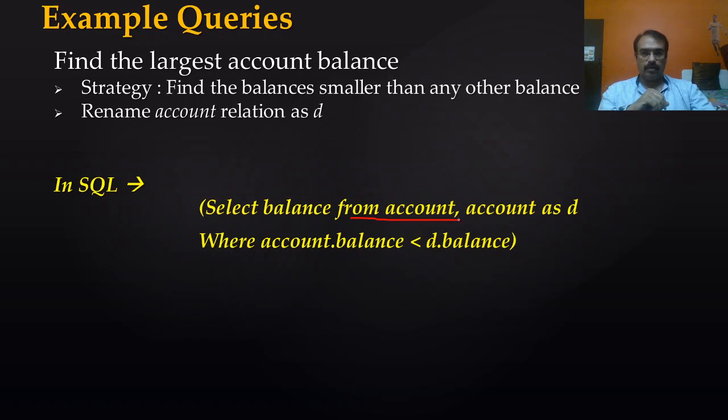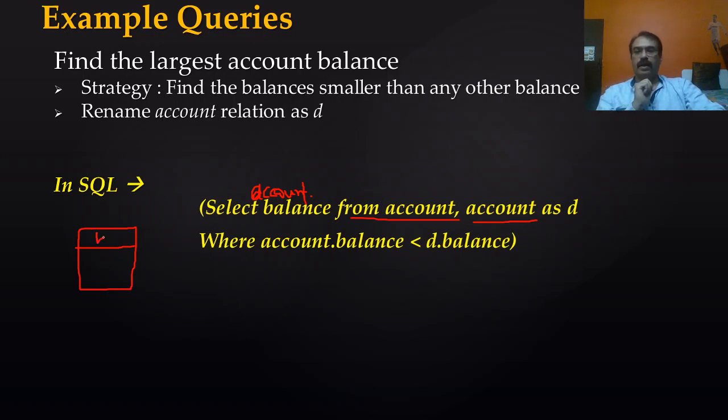Select balance from account and account. Account is now used twice, but the first is named as account and the second is named as D. Sorry, here it should not be D dot balance. It should be account dot balance, from account comma account. So one account is named as account and the other account is named as D.